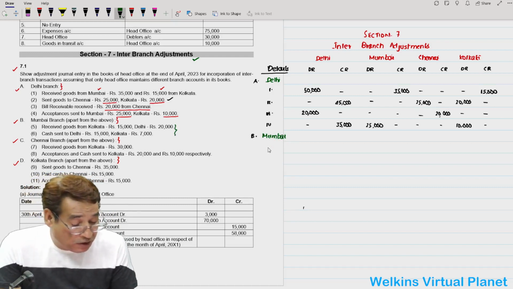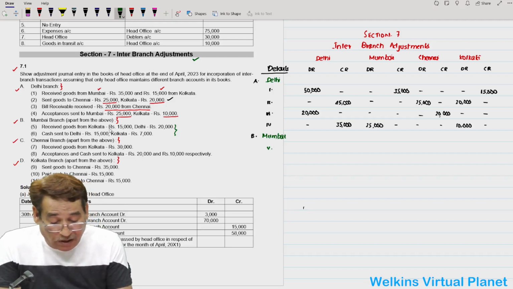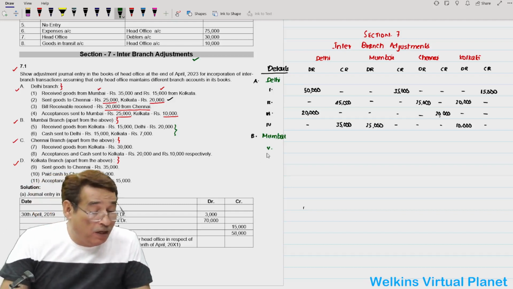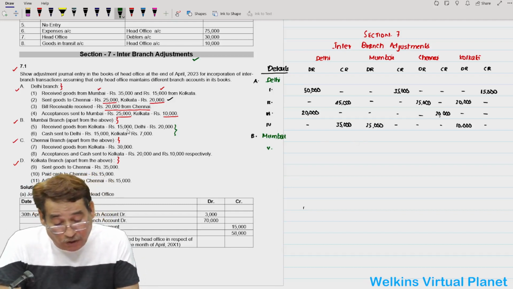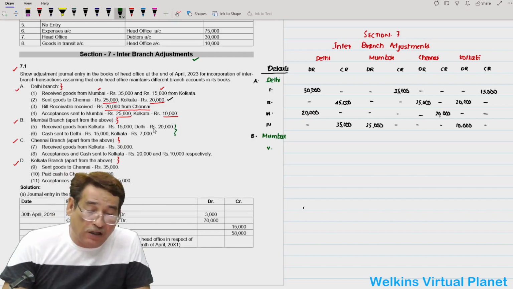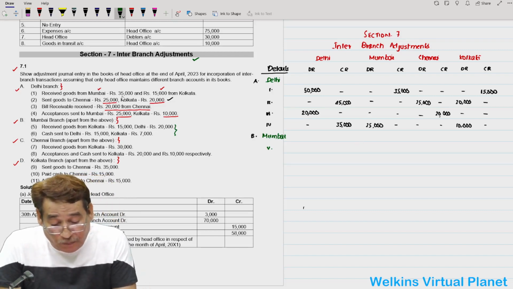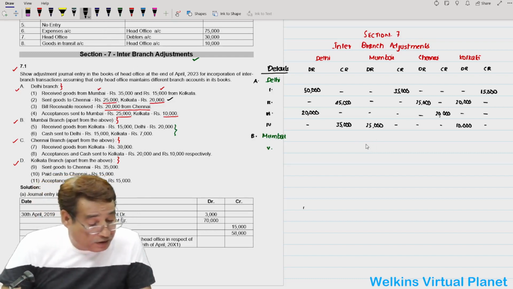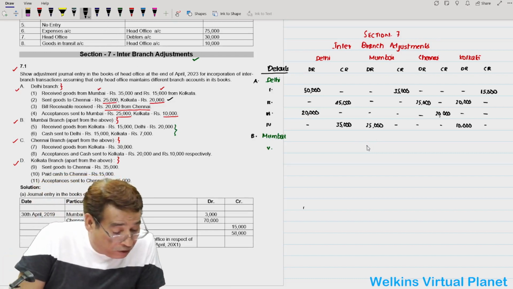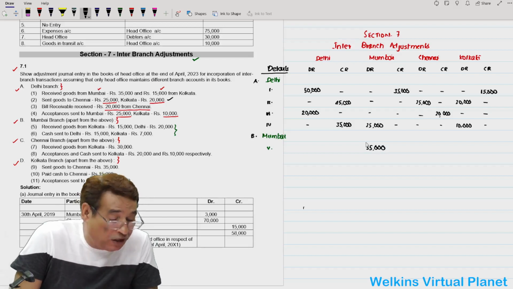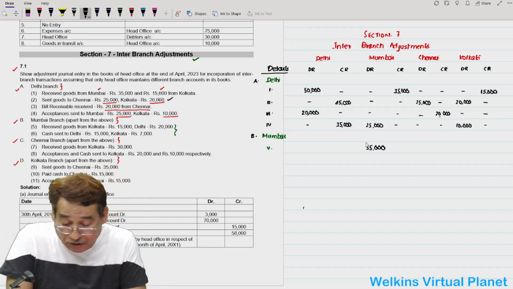However, I will write transaction 5. Logically, this is the first transaction of Mumbai branch. Receives goods from Kolkata 15,000 and from Delhi 20,000. Mumbai branch is receiving the goods, total 15 plus 20. That means 35,000 worth of goods have been received by Mumbai branch. So, I will write here 35,000 on the debit side of the Mumbai branch. Mumbai branch is receiving 35,000 worth of goods.